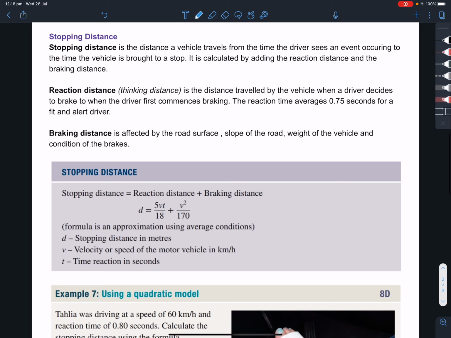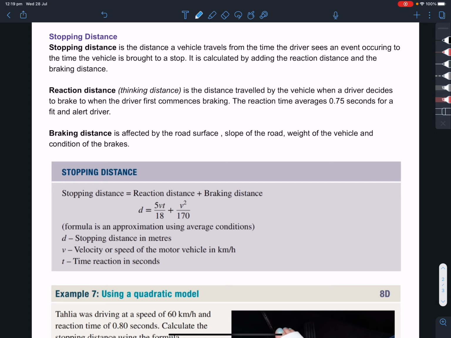Alright, stopping distance. So we looked at this in the year 11 course, back when we were doing, around the time we were doing the assignment about driving. Okay, so stopping distance is the distance a vehicle travels from the time the driver sees an event occurring to the time the vehicle is brought to a stop. It is calculated by adding the reaction distance and the braking distance.